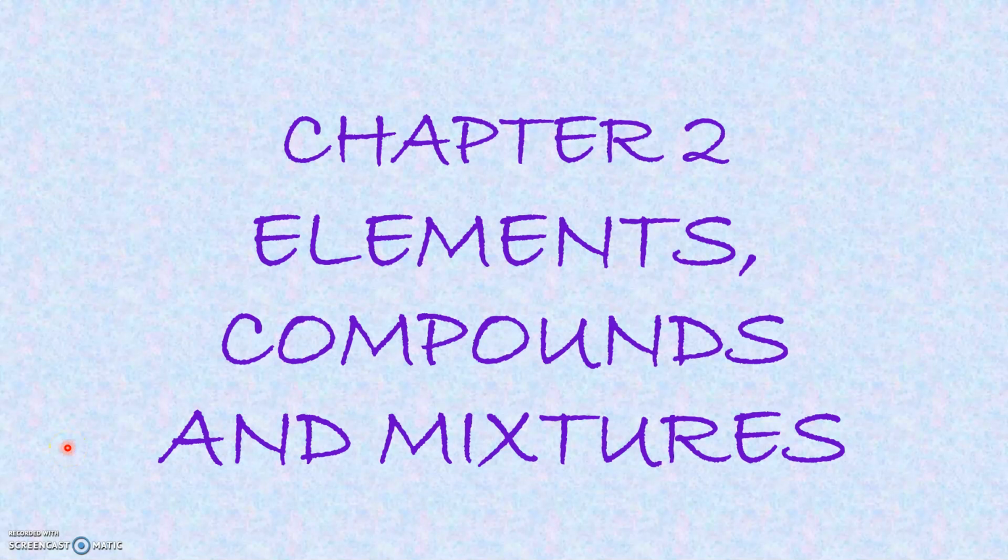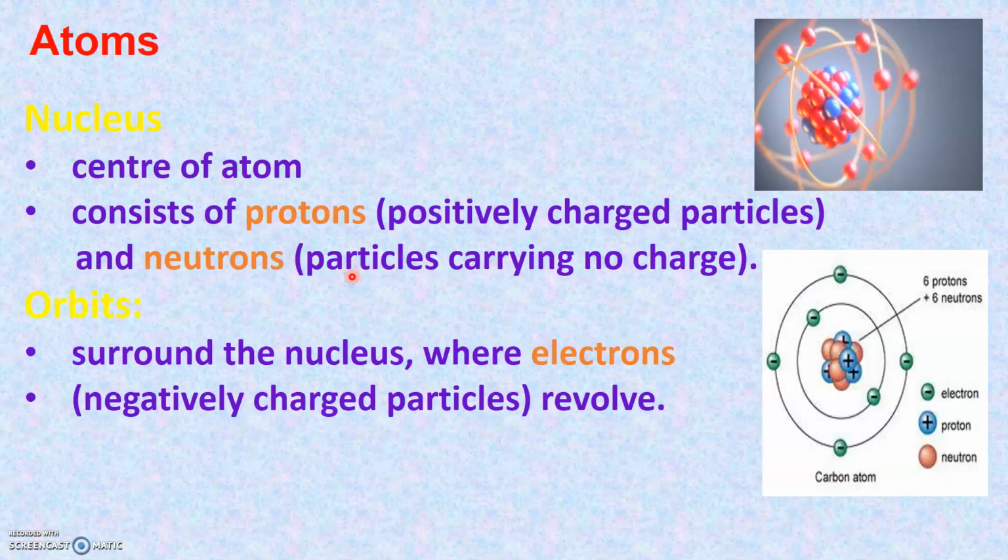We have already learned that an atom is the basic unit or the smallest particle of an element. Also, we know that an atom is not capable of independent existence. So now let us see what these atoms are composed of. An atom consists of nucleus, protons, neutrons, orbits and electrons.